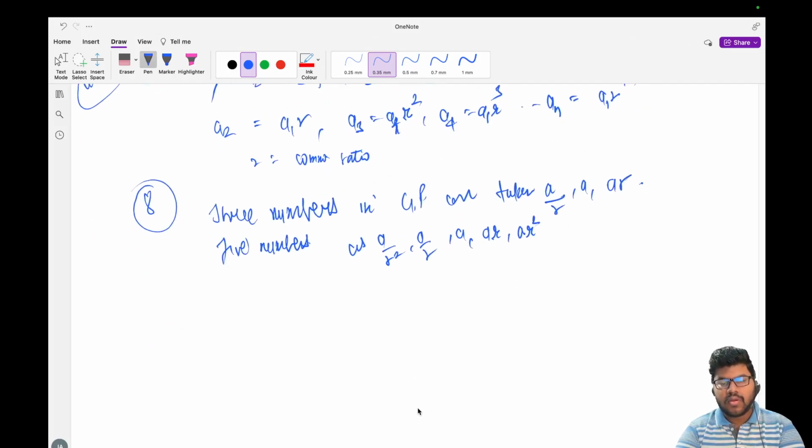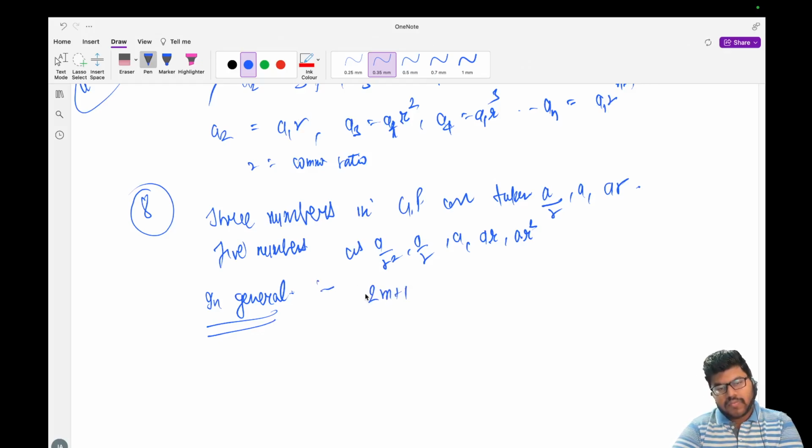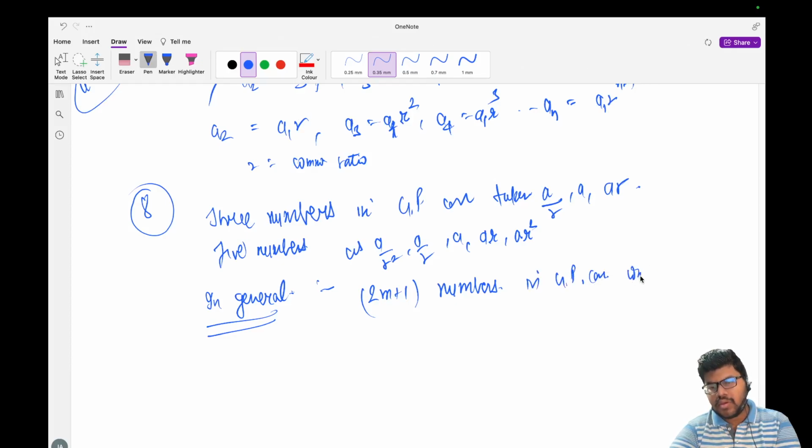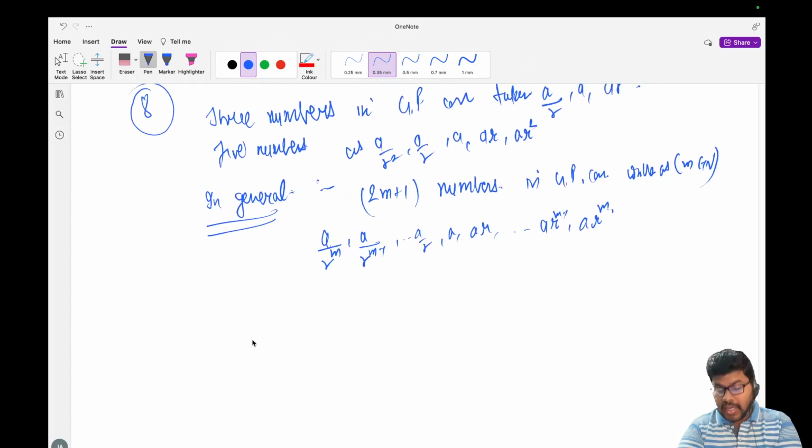So in general, 2m+1 numbers in GP can be written as, where m belongs to N, a upon r power m, a upon r power (m-1), up to a upon r, a, a r, up to a r power (m-1), and the last term is a r power m, right? In this way 2m+1 numbers can be written.